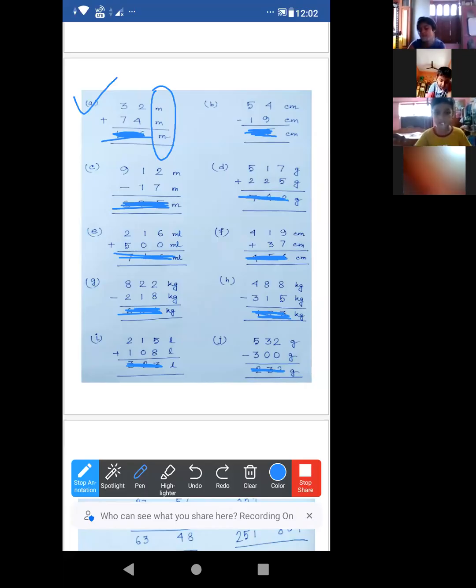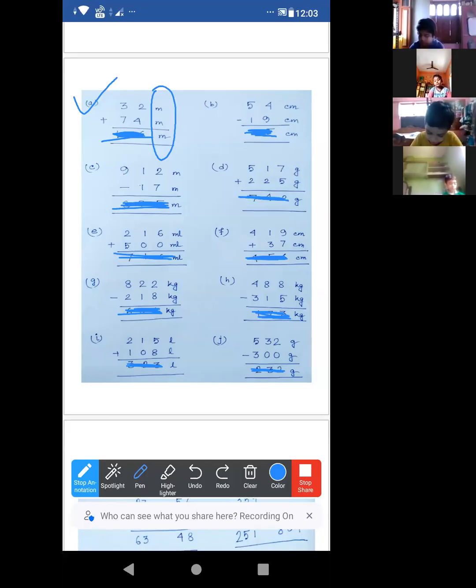One more thing, if the screen is not clear to you because of a network problem, it may be hazy, okay? Then the questions are also in the book. You can write the question from your book also, or you can take the help of the screen. Number 45, the page number is 13. Page number 13, you can write the question from your book.